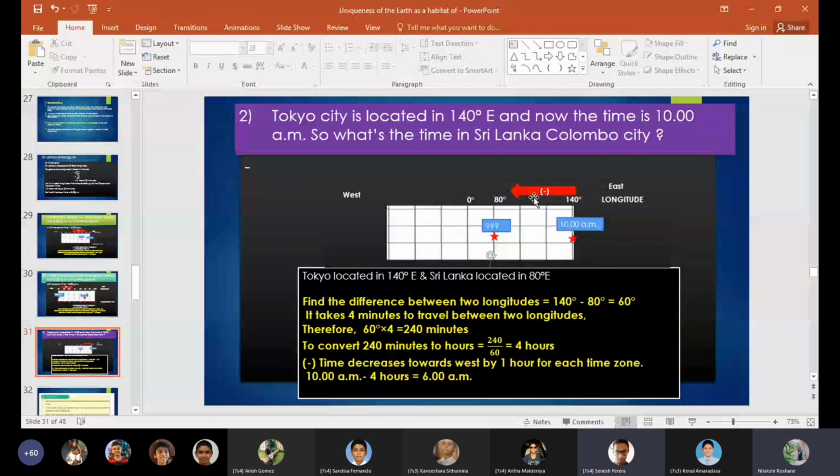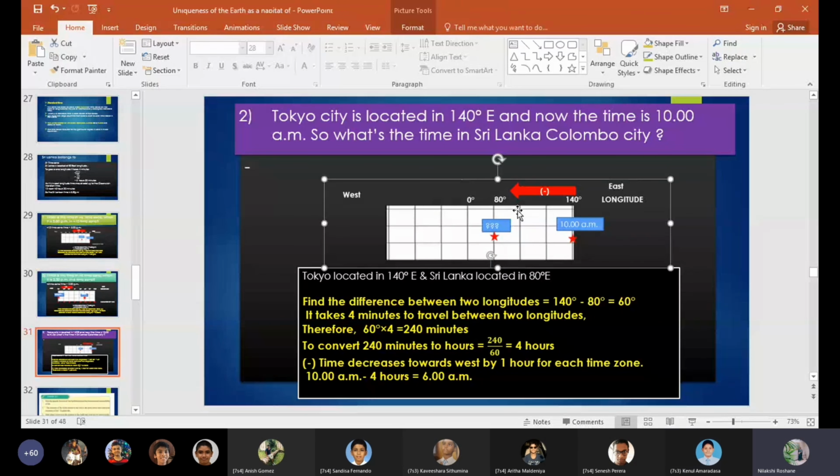So if it is traveling from east to west, what do you have to do? We have to lose hours, it means it loses hours. So you know the time of Tokyo City. What is the time for Tokyo City? 10 a.m. So what do you have to do? We have to decrease 4 hours. So you have to minus 4. So you get the answer as 6 a.m. Yes, that's the answer for this question.